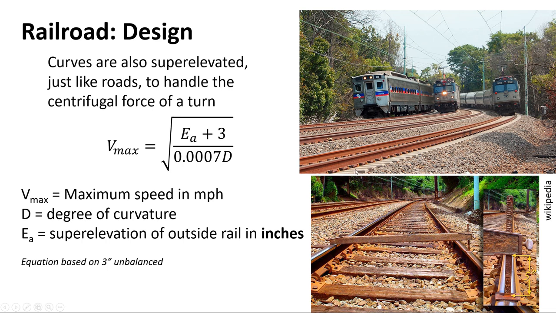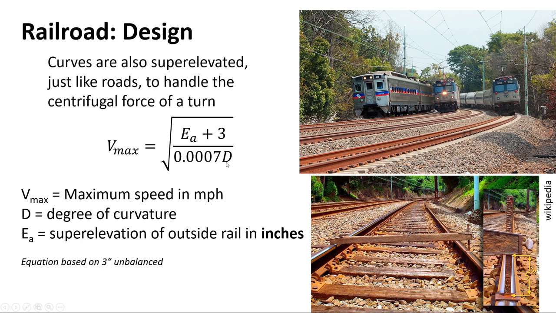Through there, you can calculate the maximum speed you can go on a curve by, if you know how much super elevation you've got, plus 3, divided by 0.0007 times the degree of curve. So there's our degree of curve term again.